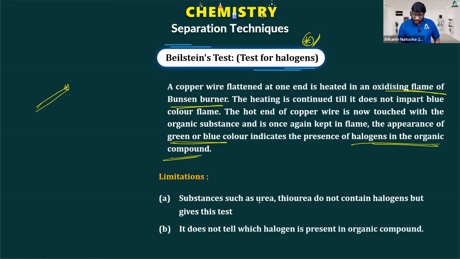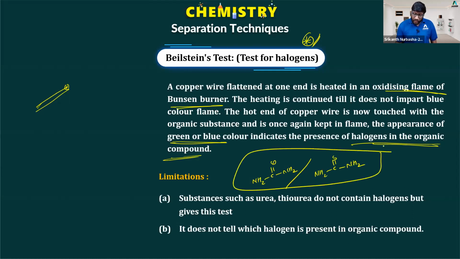Limitations: substances such as urea. Urea has the formula NH2CONH2. Thiourea is NH2CSNH2. Urea and thiourea do not have halogens, but they give this test. It also does not tell which halogen is present, whether chlorine, bromine or iodine. That is not given by this particular test. Right? So this is the test for your halogens.